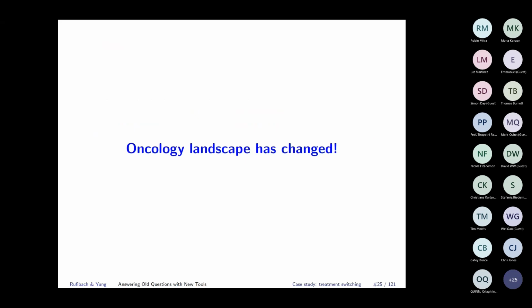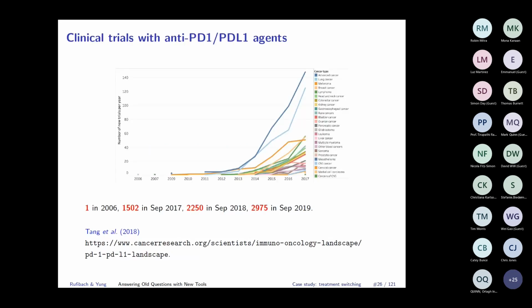But the oncology landscape has dramatically changed since the good old Herceptin days. This is looking at the clinical trials with anti-PD-1, PD-L1 agents. And you see, this is just exploding. And just today in the New England Journal of Medicine, a comment by Pasteur and another colleague, I think from FDA, appeared, where they basically say it's absolutely overwhelming how many such agents are developed today, and the whole development is uncoordinated. So if you're interested, you can have a look at that.